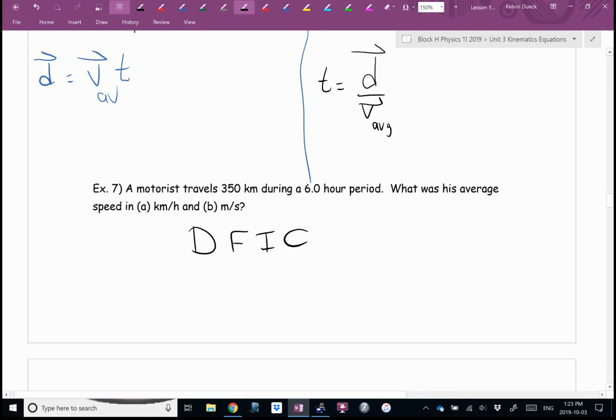The DFIC, the D stands for list your data. The F stands for find a formula. The I stands for insert the numbers. And C stands for calculate the answer. So I'm going to model that almost all the time. Now, eventually you'll get good enough that you can take shortcuts with that, Austin. I'm good with that. But for now, Austin, my friend, what's this question asking me to find?